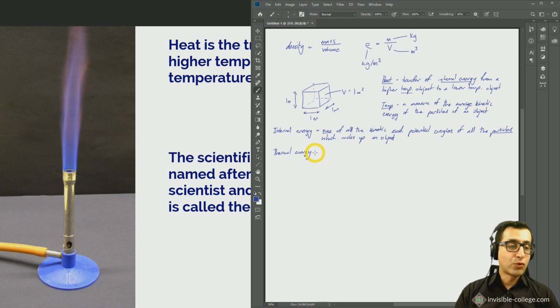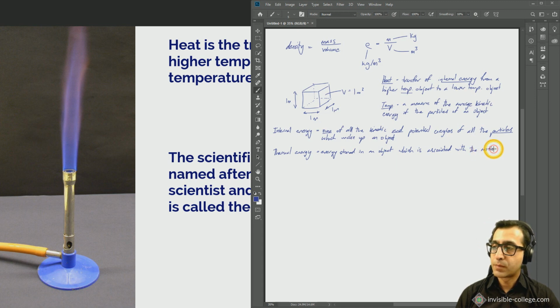So at GCSE level, or indeed at A level, or even at undergraduate level in physics, it's okay to define internal energy as the energy stored in an object which is associated with the motion of the particles which make up the object.